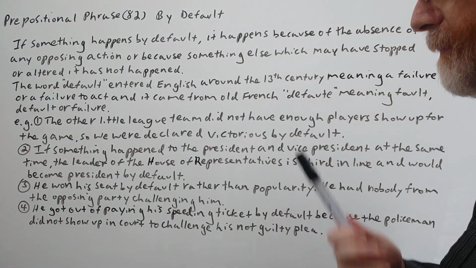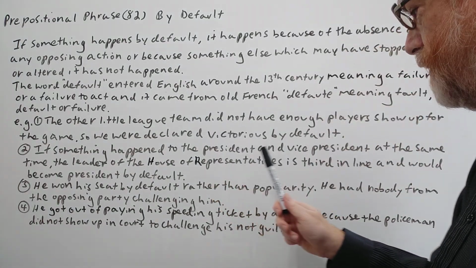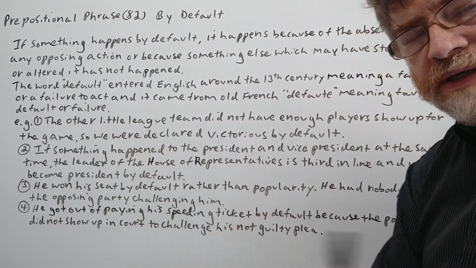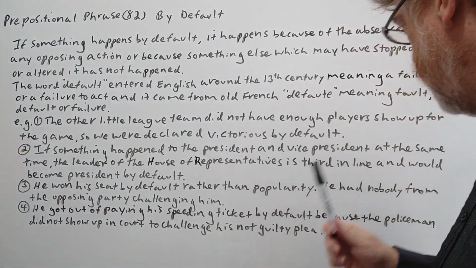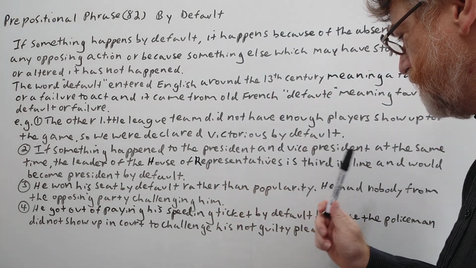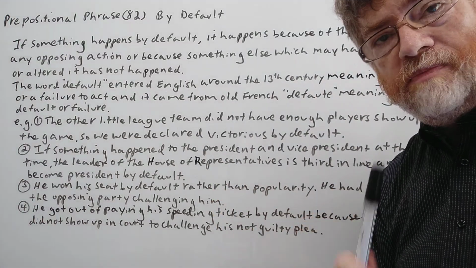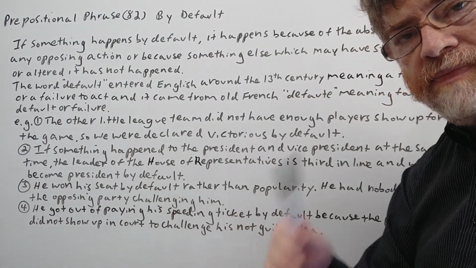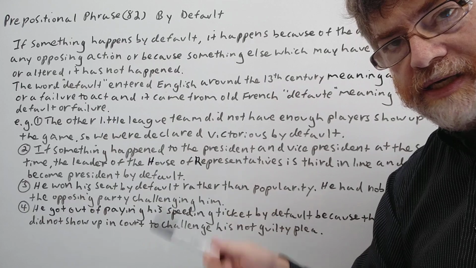Okay, let's continue. If something happened to the president and vice president, like if they were both killed or incapacitated in some way at the same time, the leader of the House of Representatives is third in line and would become president by default. They're not being voted in or nobody chose them. That's just the way the system is.